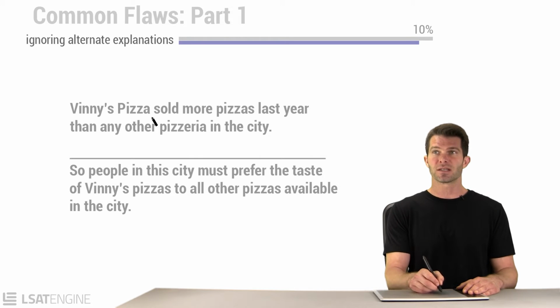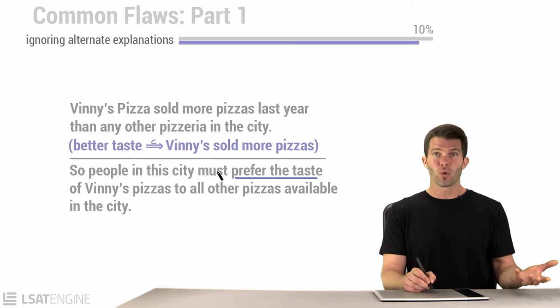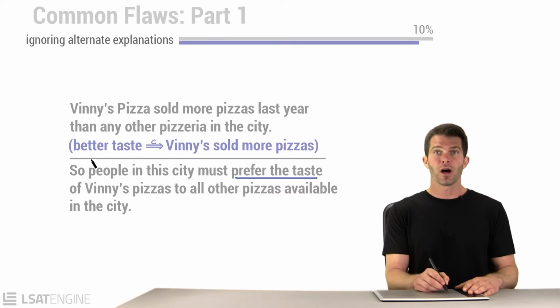We've got Vinny's Pizza that sold more pizzas than any other pizzeria in the city, so therefore people must prefer the taste of Vinny's pizzas to all other pizzas in the city. And the problem here is this doesn't have to be the explanation. It doesn't have to be the cause for this phenomenon. We're assuming that better taste is why Vinny's is doing so well, but they could also just have more locations, or maybe they run the best deals and their pizzas are cheaper. There are other potential explanations for this phenomenon.